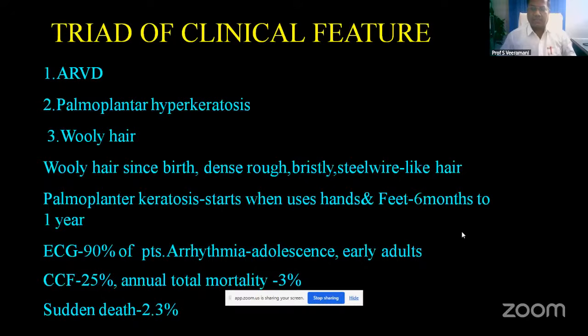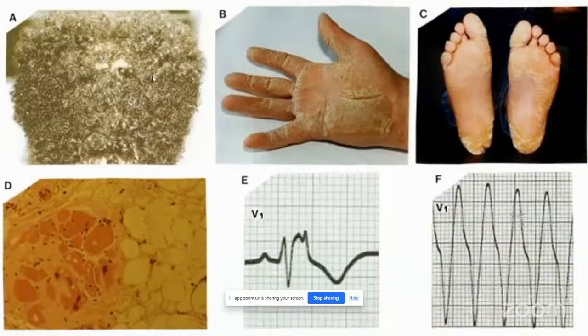And the ECG, what does it show? In 90% of patients, arrhythmia in adolescence can happen, and also in early adult life. CCF in 25% of patients, and the annual total mortality is 3%, sudden death is 2.3%. These are the clinical features: the woolly hair, then palmoplantar keratosis, and the microscopic picture of the fibrofatty replacement.